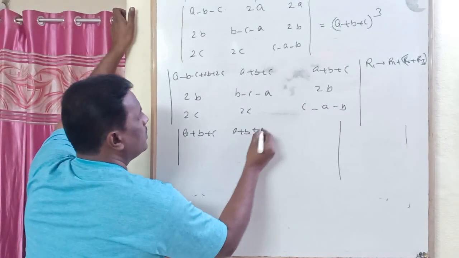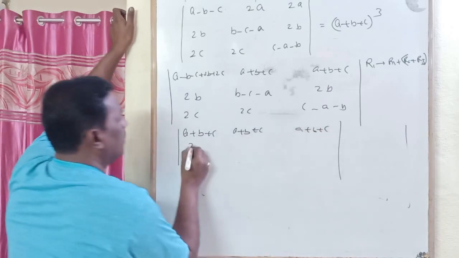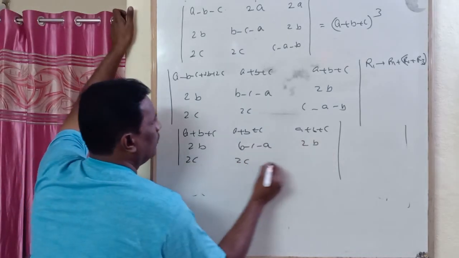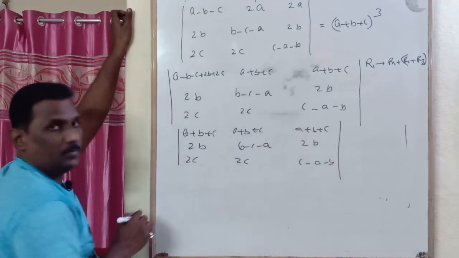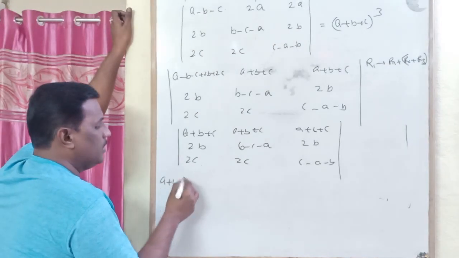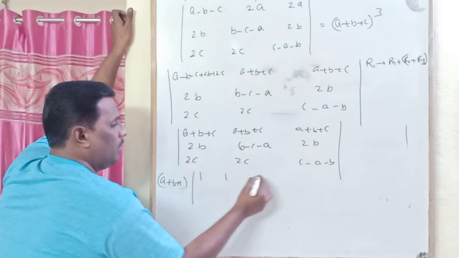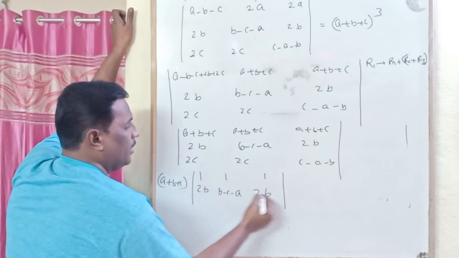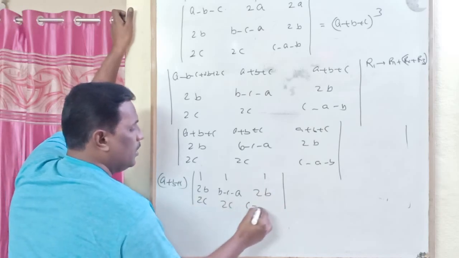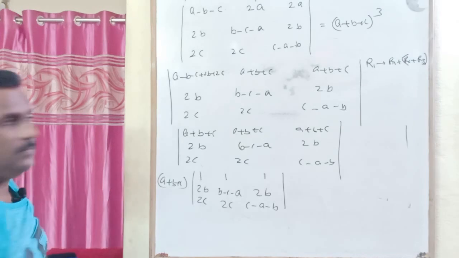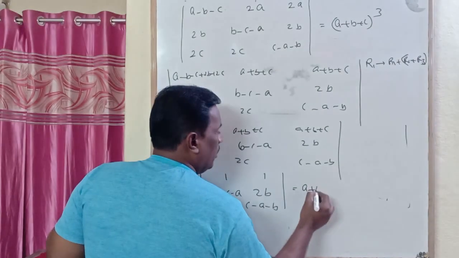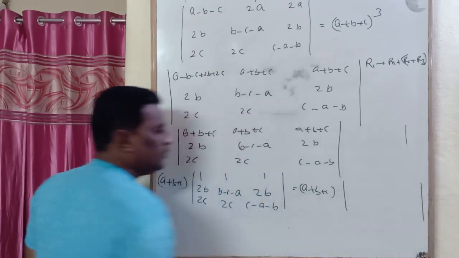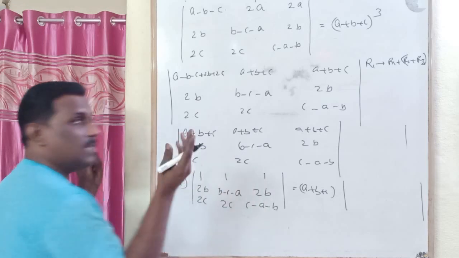So A plus B plus C, A plus B plus C. Now A plus B plus C is taken common. 1, 1, 1, then 2B, B minus C minus A, then 2B, 2C, 2C, C minus A minus B. Then what happens? A plus B plus C. 3 equal values I got.